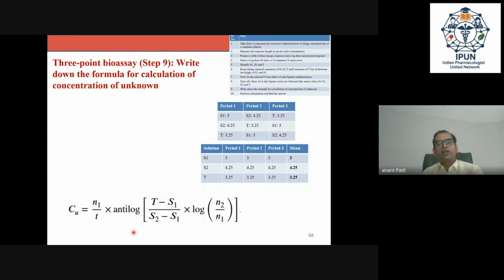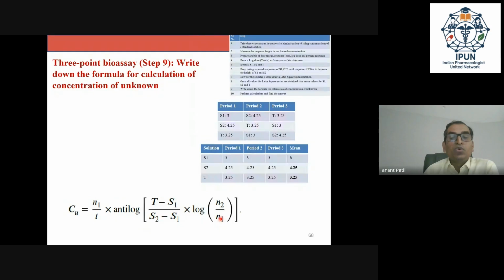I'm going to repeat this formula 3 times so that you can also remember. My request to the PG students who are listening to this talk: you should write down this formula in your notebook 10 times, and the 11th time, don't look at the notebook and try to write it down. So the formula is N1 divided by T into anti-log of (T minus S1) divided by (S2 minus S1) into log of N2 divided by N1.